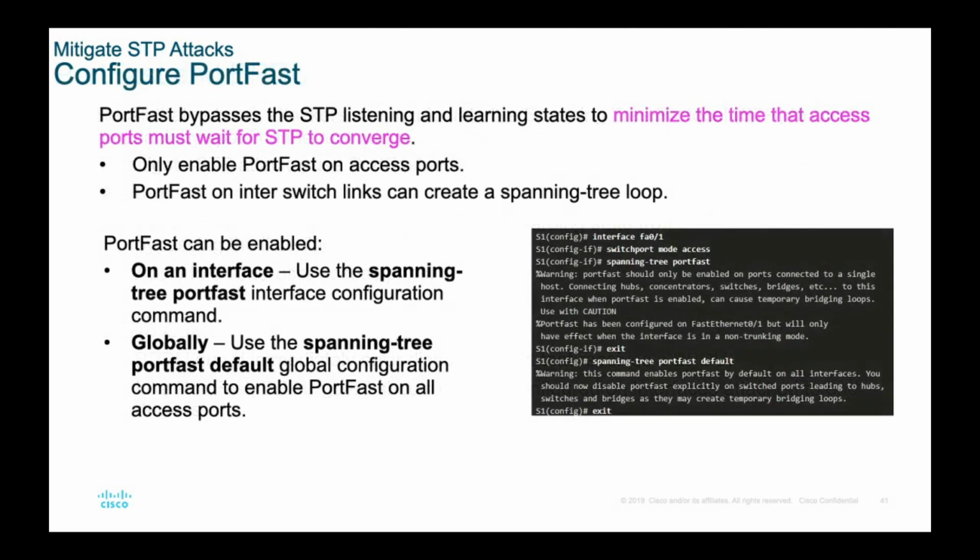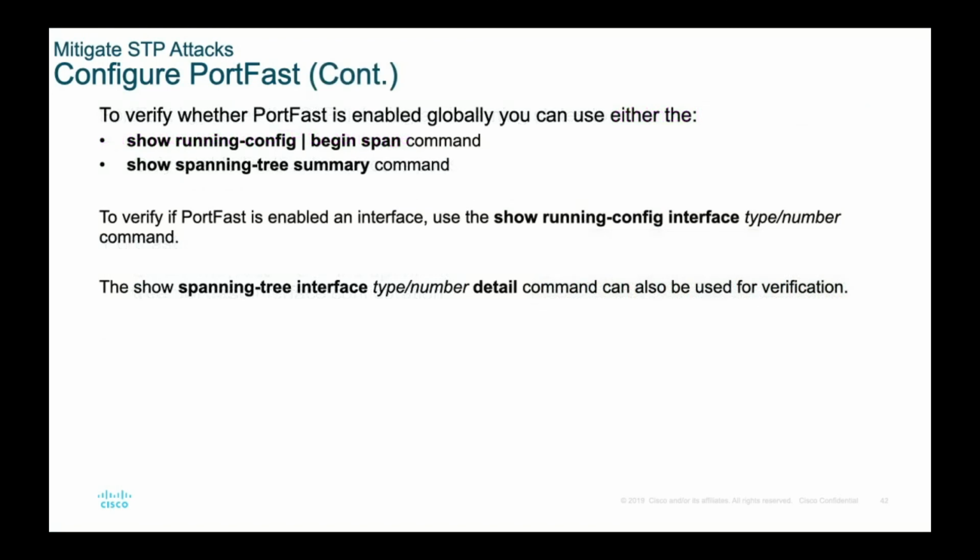So how do we do that? Interface Fa0/1, switchport mode access, spanning-tree portfast. So you have already enabled PortFast. Or you can configure it globally with spanning-tree portfast default, not inside the interface, but inside the global configuration. So it will be enabled on all ports, I mean all ports that are connected to users. You can verify by show running-config or show spanning-tree summary.